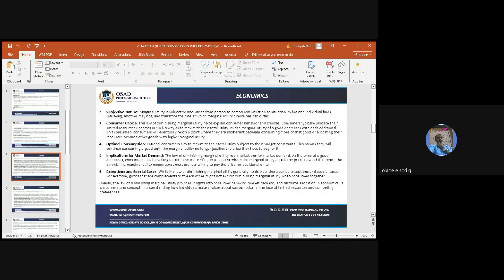So marginal utility is subjective and varies from person to person. That is, I am what I can take. We can be taking the same Coke, for instance. The bottles I can take will not be the same as the bottles you can take, and the bottles you can take will not be the same as what Inechi can take. So what one individual finds satisfying, another may not.